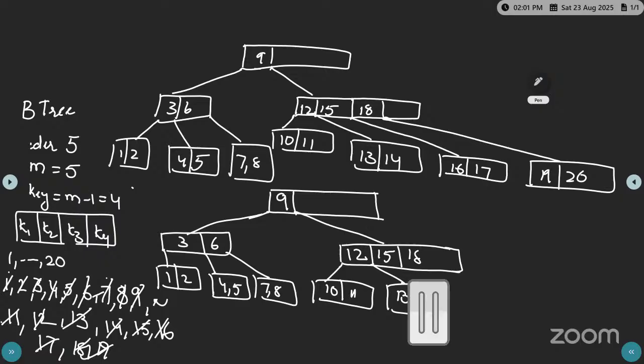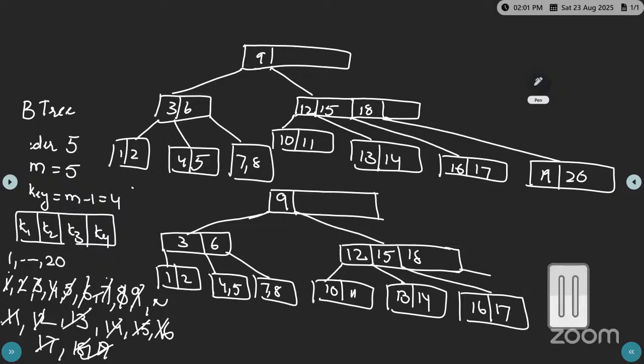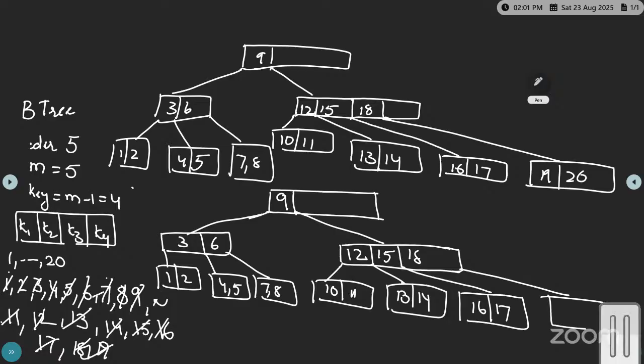15 left is done. What is 15 right? 16 and 17. 18 left is done, and what is 18 right? 19 and 20. If you have 21 in your hand, where can we insert 21? Where can we insert 21?